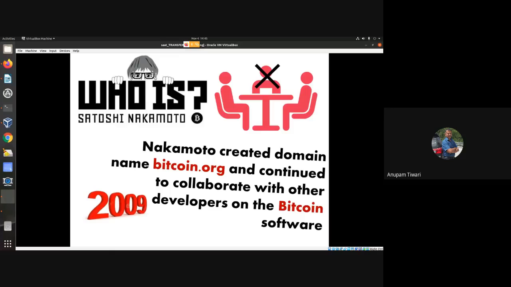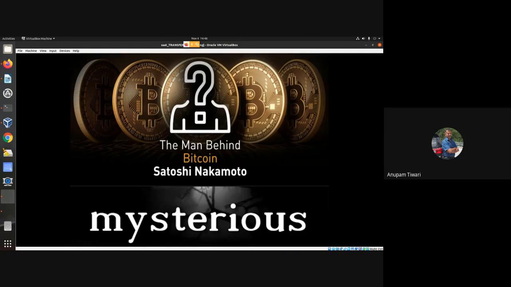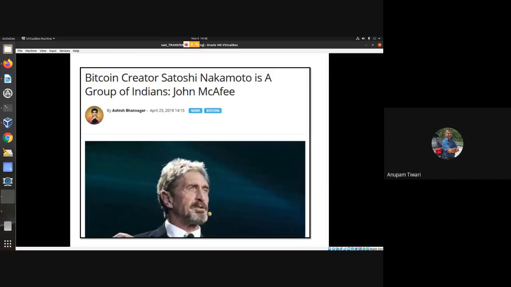The community was buzzing for something relatively new, as for some decades technologists and researchers had tried to do this, but somehow it was a mysterious character who has not disclosed his name. He uploaded this paper, he uploaded the software, and after about a year of working, in 2010, he handed over the control of the source code and repository to Gavin Andresen, and thereafter he transferred the related domains. Thereafter he stopped his involvement in the project and vanished in 2010. That was the last time he was available as Satoshi Nakamoto on the web. So he still remains mysterious.